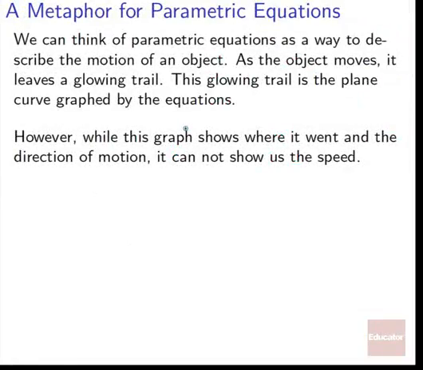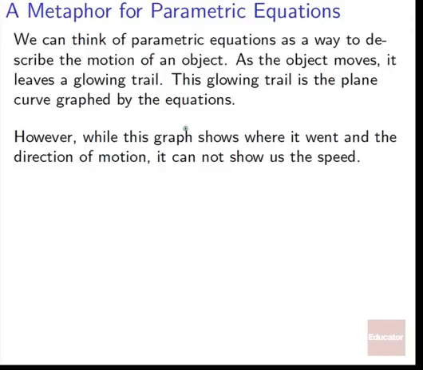All right. So a way that we can think about parametric equations, plane curves, all these ideas, is to think of parametric equations as a way to describe the motion of an object. As the object moves, it leaves a glowing trail behind where it moved. So the places it moves through, what we see, is the graph. The plane curve is the places it's been through. The glowing trail is the plane curve graphed by the equations.